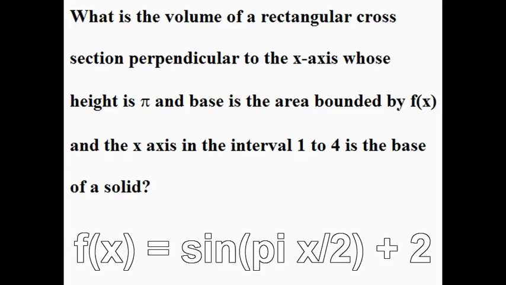So, let's get started with an example. What is the volume of a rectangular cross-section perpendicular to the x-axis, whose height is pi and the base is the area bounded by f of x and the x-axis in the interval 1 to 4, as the base of a solid? f of x equals sine pi x over 2 plus 2.